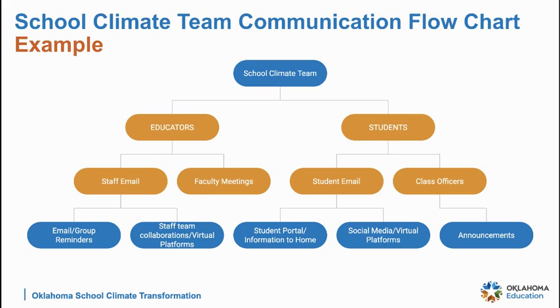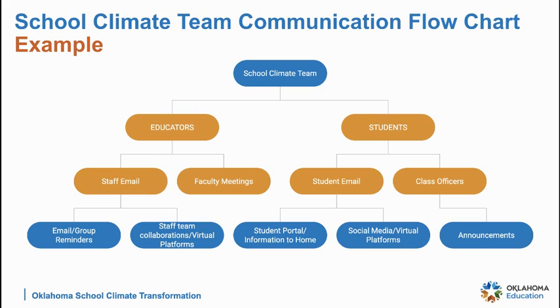You will notice on the left side of the flow chart is communication with educators. So who are those designated team members that will communicate with colleagues and other staff members? And how will they communicate? Will they communicate through email? Will they do some trainings at faculty meetings? And it's important to even get down to some of the details that, hey, we're going to use email and group reminders. We're going to use staff team collaboration, so PLC meetings, virtual platforms. Each one of those areas is important.